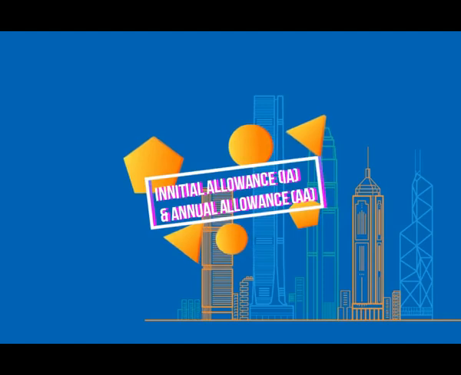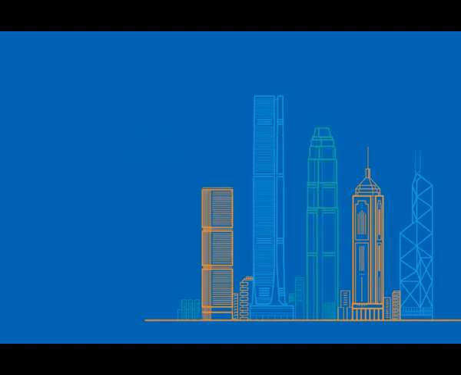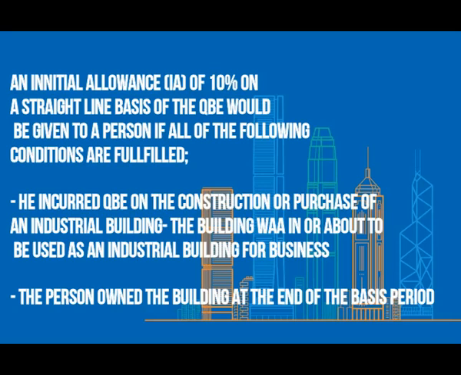Initial allowance IA and annual allowance AA. An initial allowance of 10% on a straight line basis of the QBE will be given to a person if all the following conditions are fulfilled. First, he incurred QBE on the construction or purchase of an industrial building. The building was in or about to be used as an industrial building for business. The person owns the building at the end of the basis period.